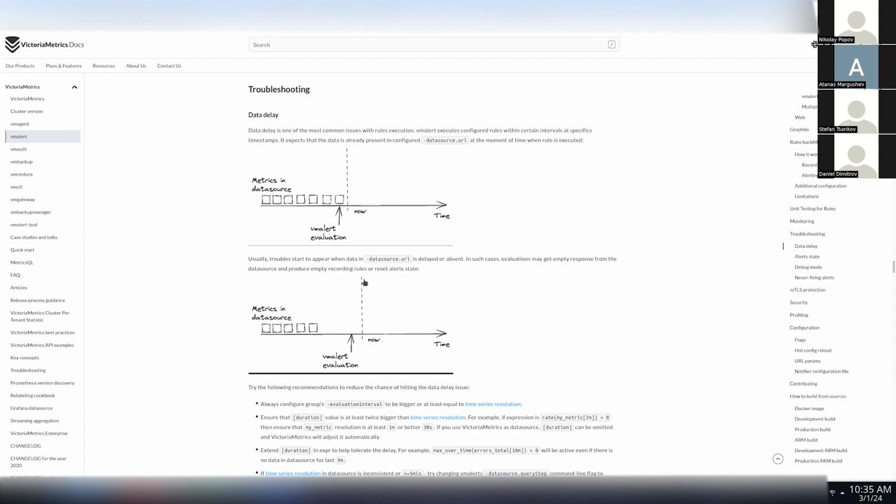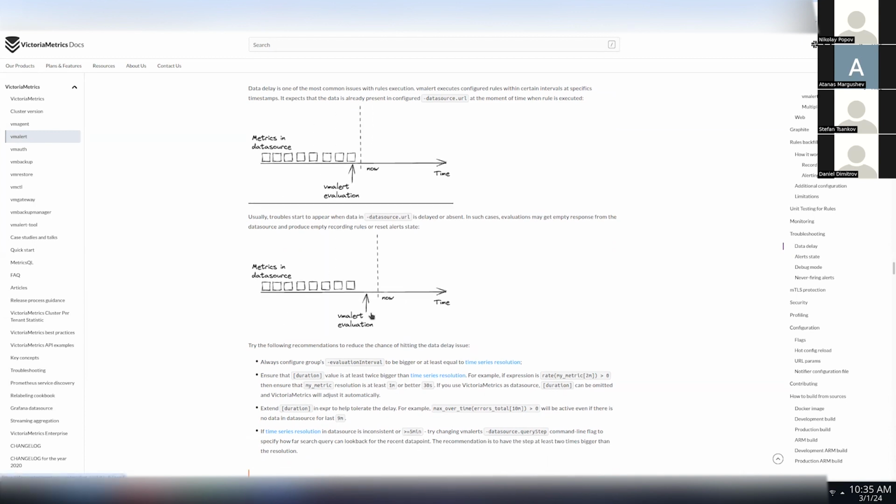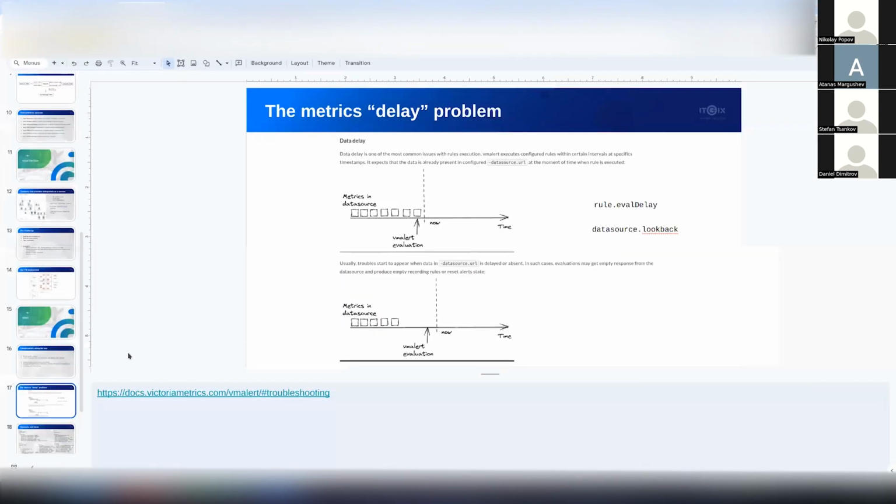If we have large amounts of data, there might be delays introduced when writing them to the data source. And if VMAlert evaluation tries to query a certain time in the time series database, it might not have all the metrics already recorded. So typically, a solution for this on heavily loaded systems, although there is already a default delay, we could increase the evaluation delay and the lookback parameters, which would put the pointer a bit earlier during the execution.